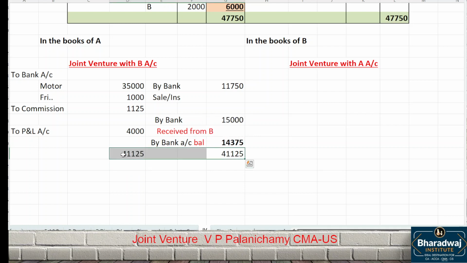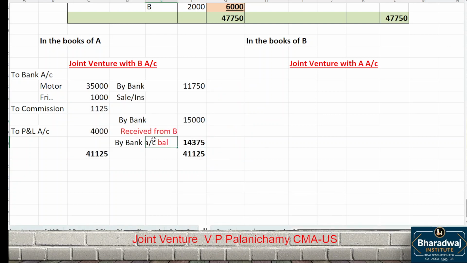This is joint venture with which account? B account. In the books of which party? A. Once again, I record only my spending, my commission, my profit. I record my sales and my advance money received. The balance is payable. In the same way, in joint venture with B, you will record only his transaction.